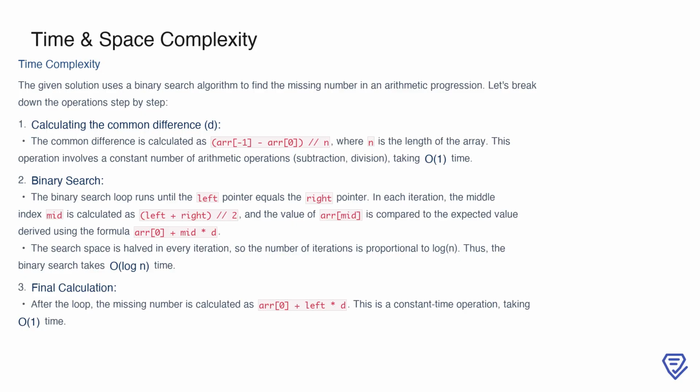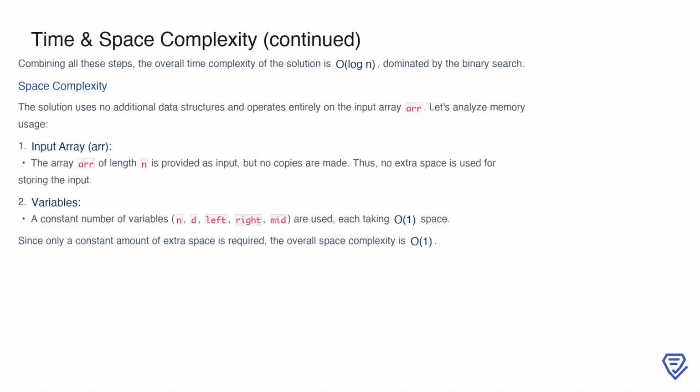Finally, after the loop ends, the missing number is determined using another constant time calculation, ARR[0] + left * d, which also takes O(1) time. Combining these steps, the dominant factor in the time complexity is the binary search, making the overall time complexity O(log n). When we combine all the steps analyzed earlier, the total time complexity of the solution is O(log n), as the binary search operation dominates.